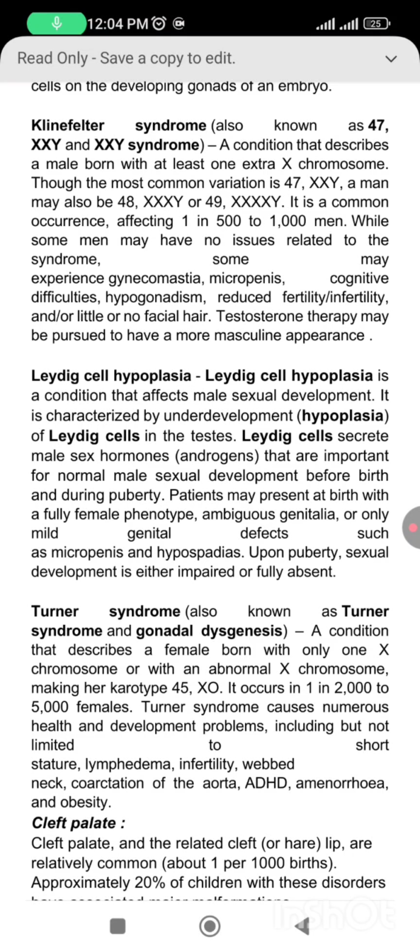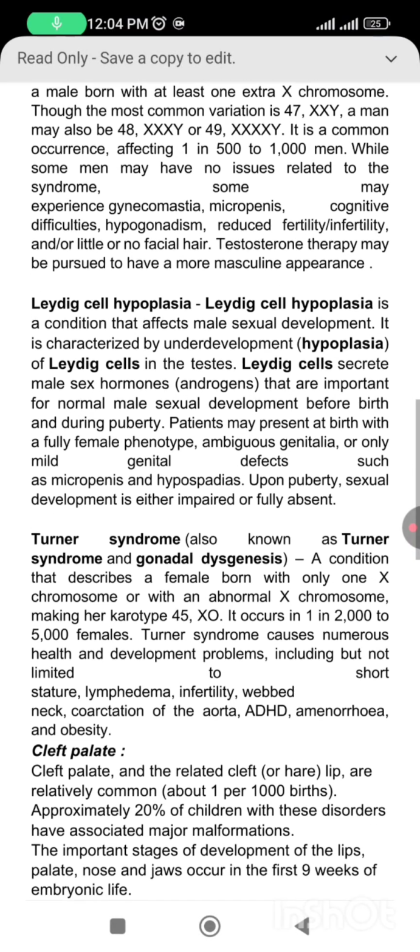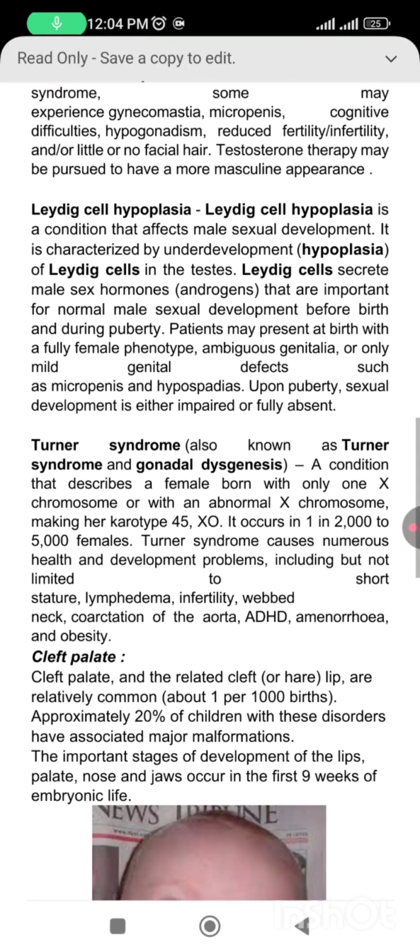Patients may present at birth with a fully female phenotype, ambiguous genitalia, or only mild genital defects, such as micropenis and hypospadias. Upon puberty, sexual development is either impaired or fully absent.